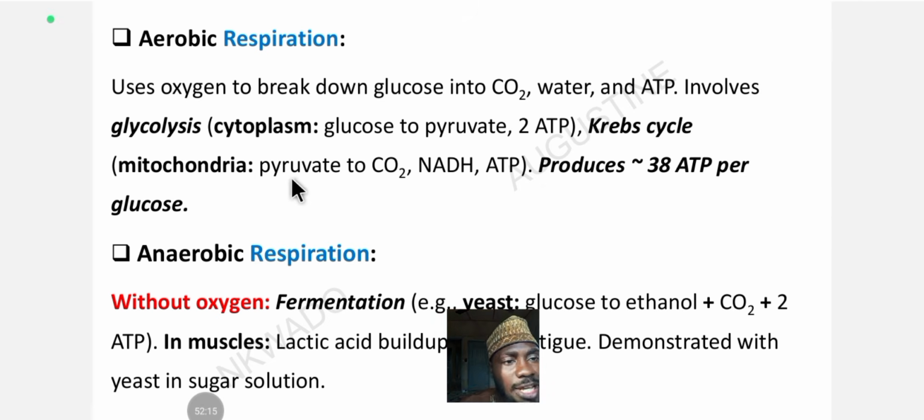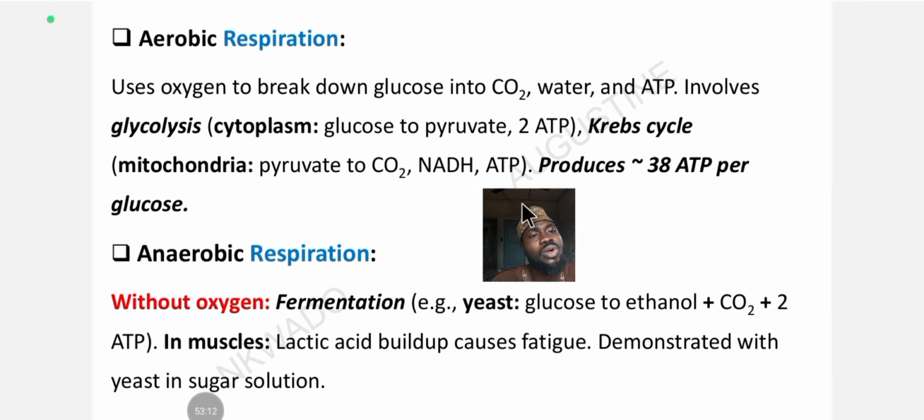Let's quickly take a summary of it. Oxygen is taken into the system, and oxygen facilitates glycolysis. Glycogen is broken down in the cytoplasm. Glucose is converted to pyruvate and 2 ATP. The body can't use this 2 ATP, and the body can't use this pyruvate, so it enters the Krebs cycle. In the Krebs cycle, the mitochondria, which is the powerhouse of the cell, breaks down this pyruvate to carbon dioxide, NADH, and adenosine triphosphate, ATP, which is the energy. And per glucose, 38 ATP is formed.